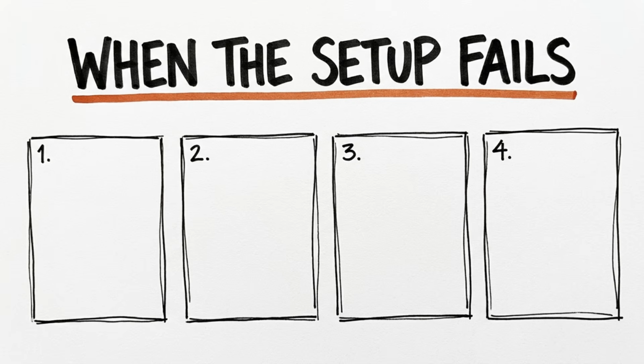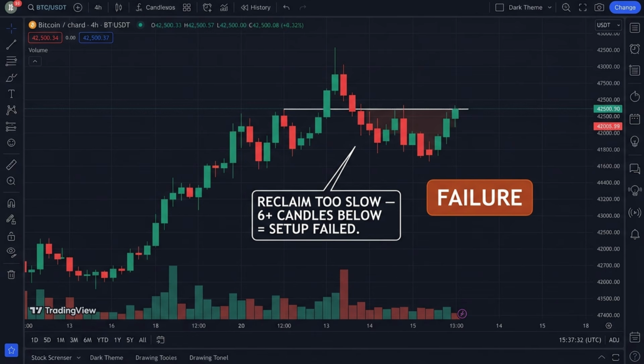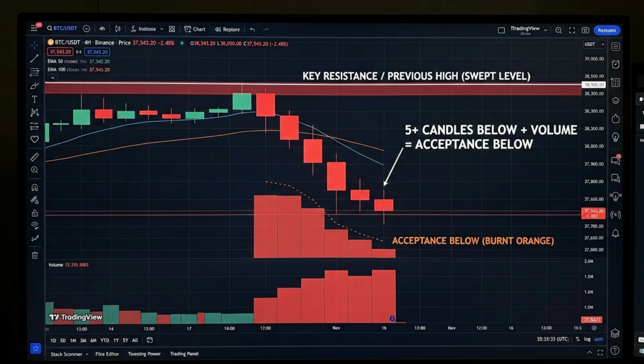Now let me show you what causes this setup to fail so you know when to step away. The setup fails when the reclaim takes too long. If price is below the swept level for more than 5 candles, the selling has found acceptance below that level. Exit or do not enter.